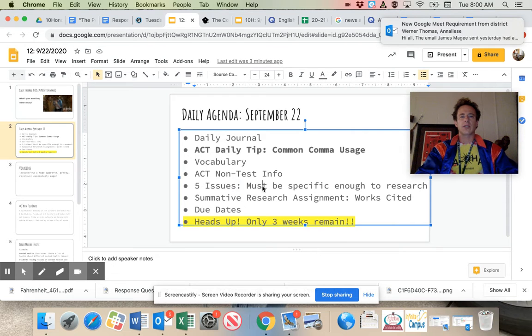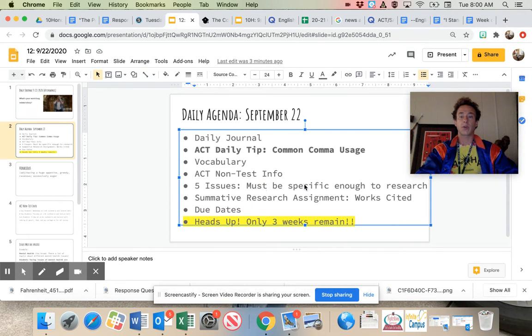I'm going to, again, clarify that your issues need to be specific enough to research. Broad umbrella topics such as mental health or the education system are going to be really hard to narrow your query searches or your database searches. So I'll show you some examples or one example of what I mean by narrowing and making your issue specific enough to research. And then it's research time.